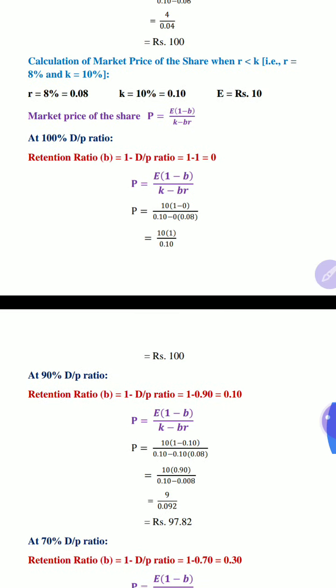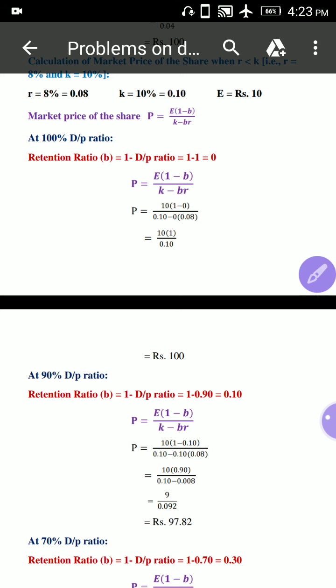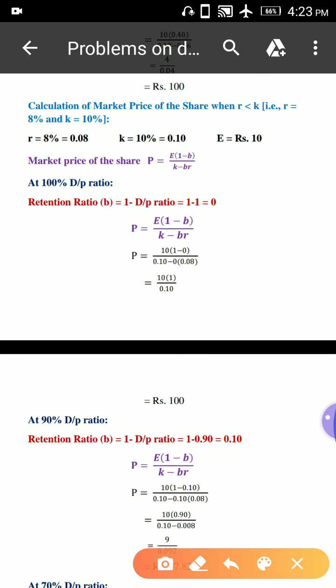When R is less than K. Now see, when R is less than K, here the R value, R is equal to 8%, that is 0.08, and the K value will remain the same, that is 0.10, and EPS also remains the same, that is 10 rupees. And the same procedure we should follow here.